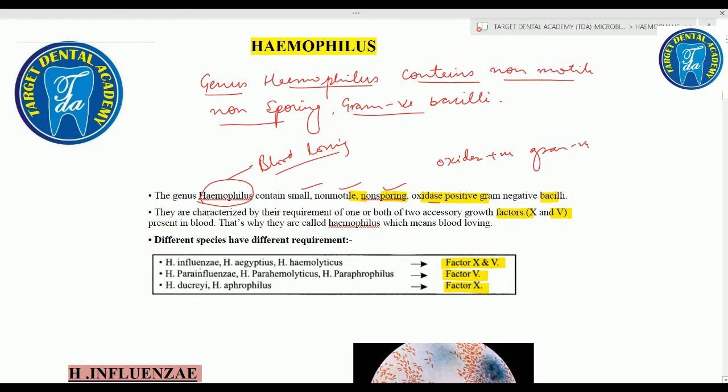They are characterized by the requirement of one or two accessory growth factors, like growth factor number 10 and growth factor number 5 present in the blood. That is why it is known as Haemophilus, because they are blood loving. The different species have different requirements.